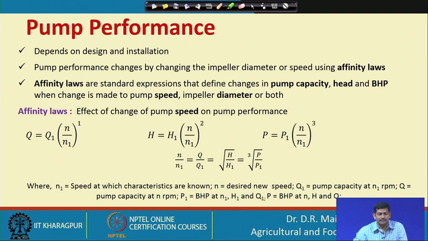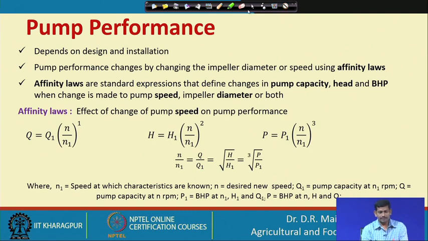Then pump performance basically depends on the design and installation. So, design and installation definitely influence the performance. Installation is basically the practical influence, and for the design part we need to consider the design parameters such as the diameter of the impeller and the speed, the power, head, discharge, all these parameters, and we need to understand how these are connected, how they are related among themselves. So, let us see.